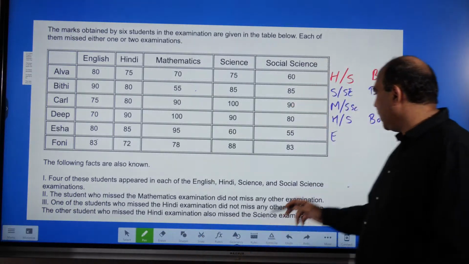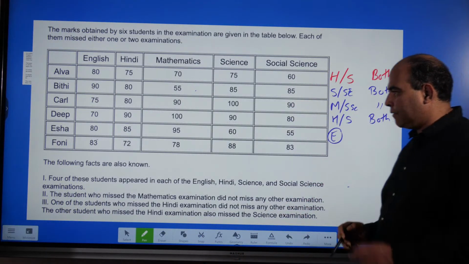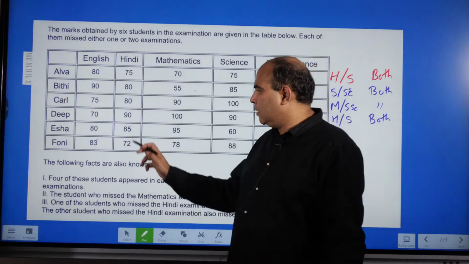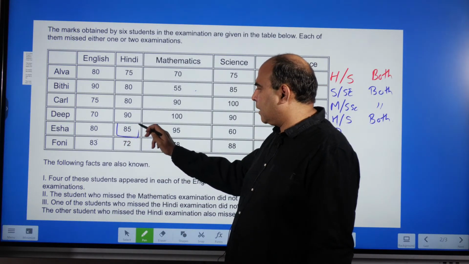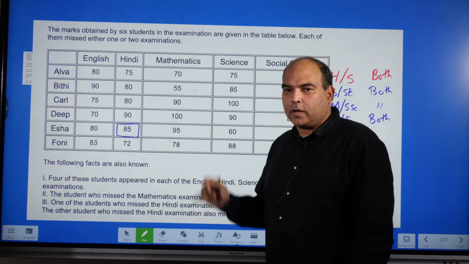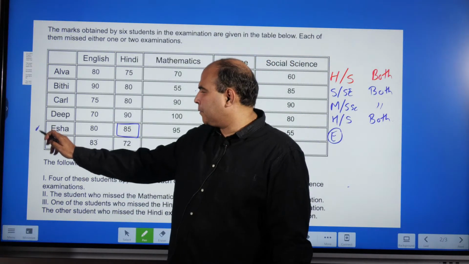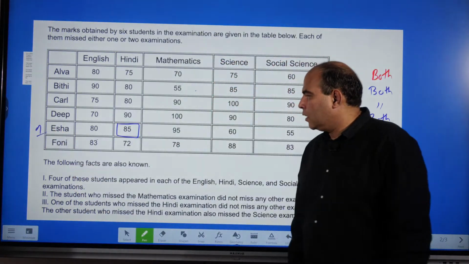So Isha has only one possibility, the English exam missing. And since everybody has missed at least 1 or 2 exams, we can be sure that this is one of the exams which have been missed. That is clear. And Isha has missed only 1 exam. This much is clear. Now what about Phony?